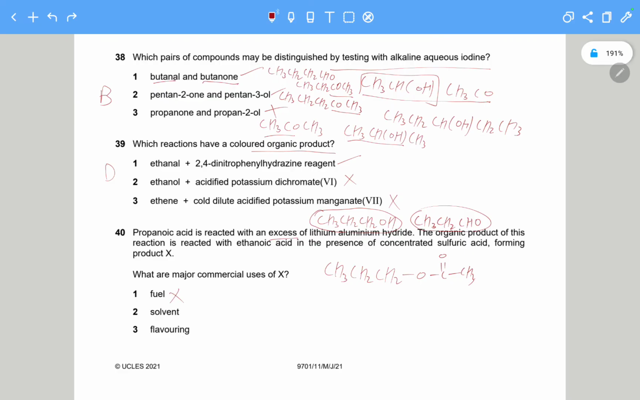Fuel? No, esters are not used as fuels. Solvent? Yes, very widely. Flavoring? Yes, very widely. It's probably present in the shampoo you use every day. So the correct answer is C.